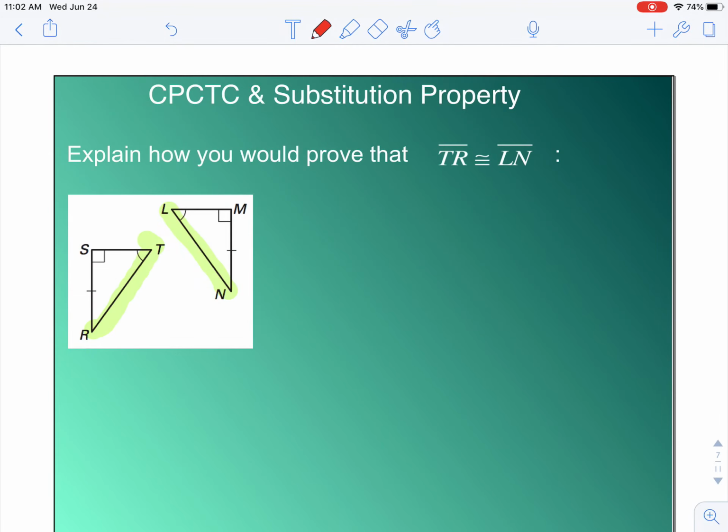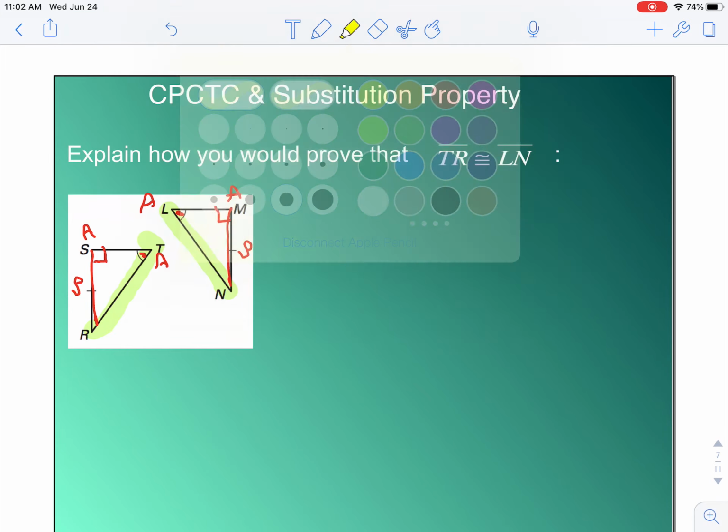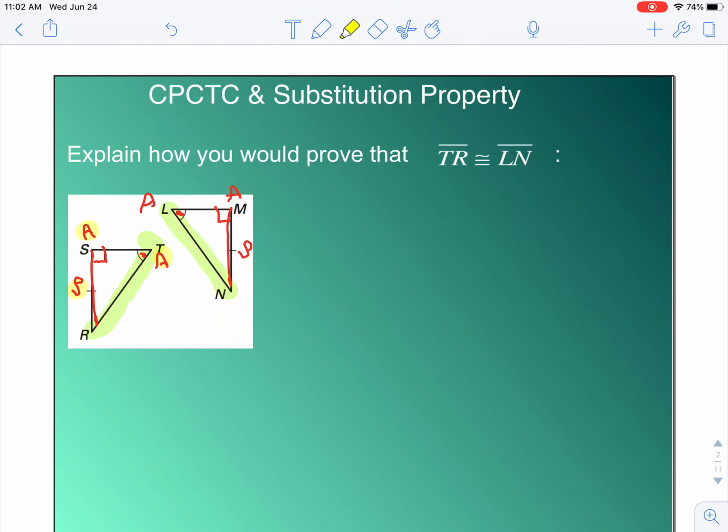We have this angle right here and this angle right here that are corresponding and congruent. So we have an angle in each. We have another angle in each, this right angle. And then we have this side right here in each. So we have a side. So what we have is angle, angle, side. Angle, angle, side. So yes, we do have a congruence theorem with angle, angle, side.